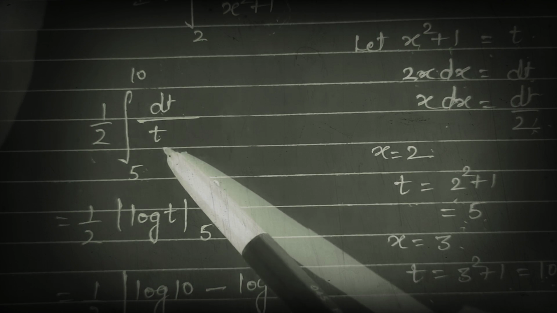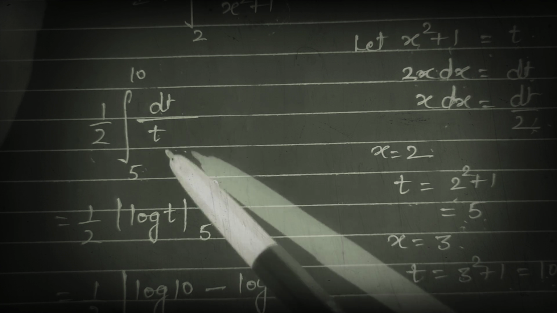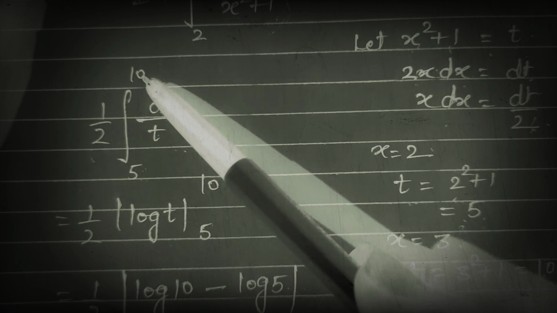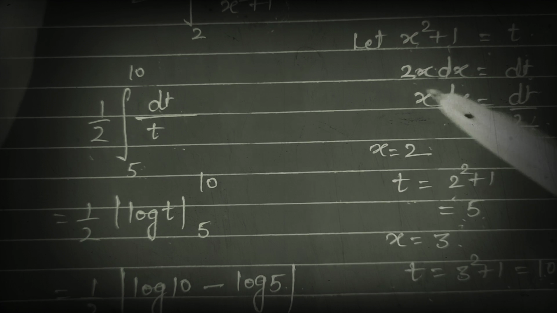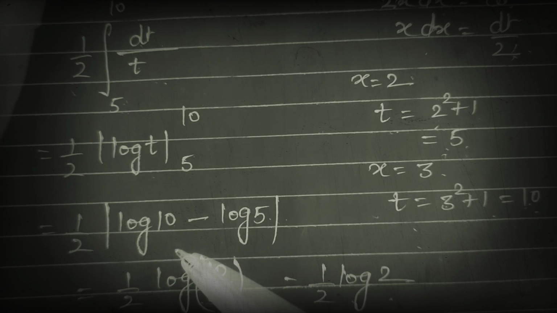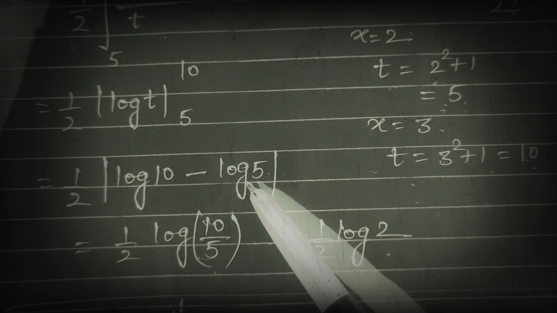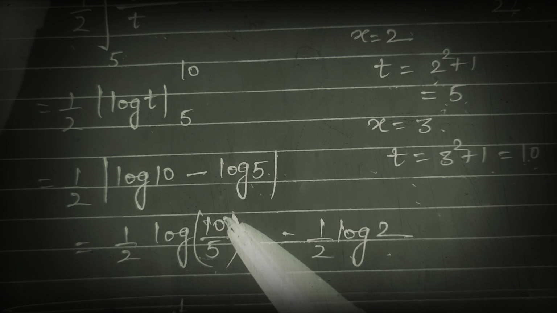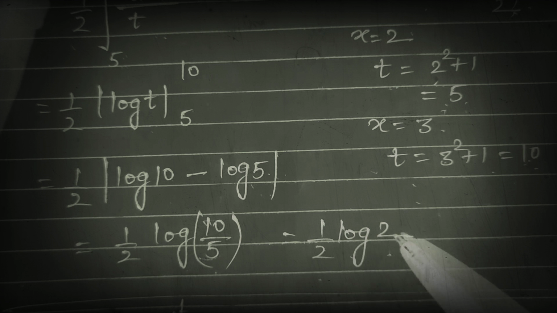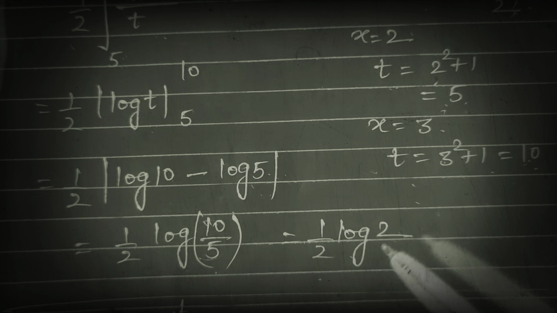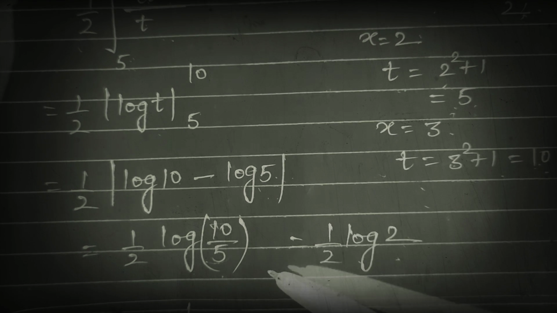So it is the integration of 1 upon t dt, log t. Then we will put limit 5 to 10. Firstly we will put 10 at the place of t and then 5: log 10 minus log 5. Log m minus log n, again we can write log m upon n. So it is log 2. The answer is this. Or we can do this question another way.